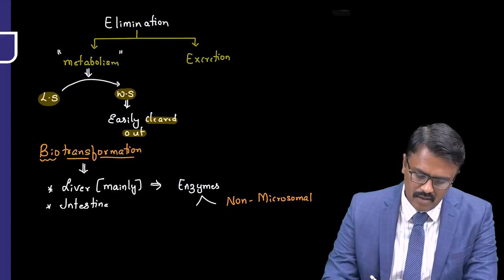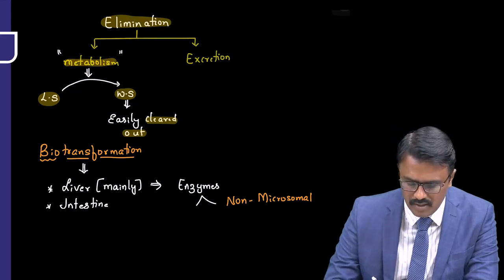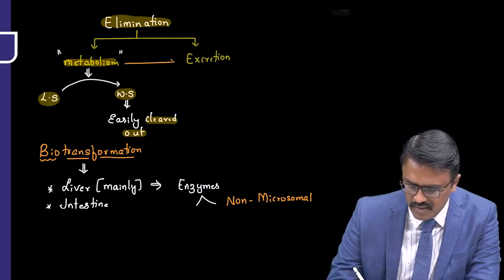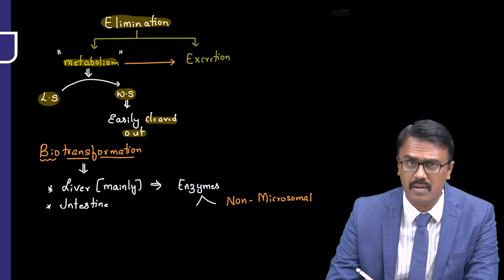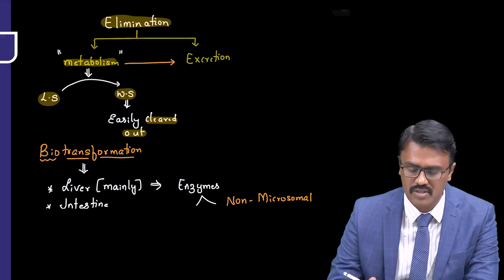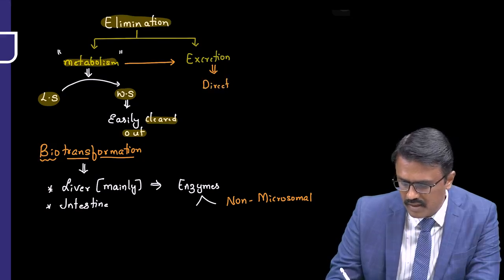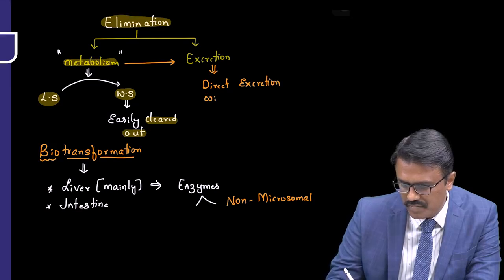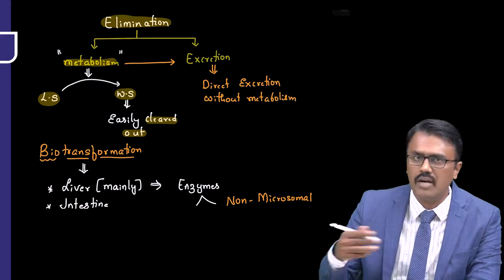Sir, is it always a rule that elimination should have metabolism, and then the drug will undergo excretion? Is it a rule? Not necessary. Few drugs don't undergo metabolism. They are eliminated as such. So what are the drugs which undergo direct excretion without metabolism? They don't undergo any metabolism, but they are directly excreted as such. The drug will come out like that.